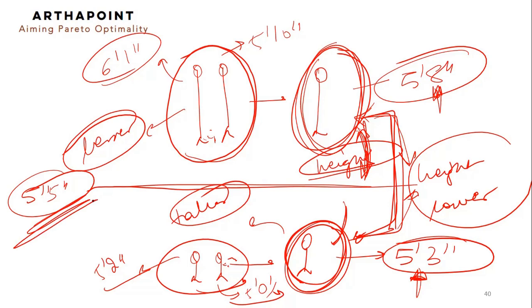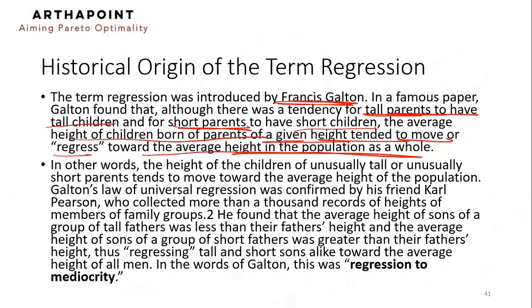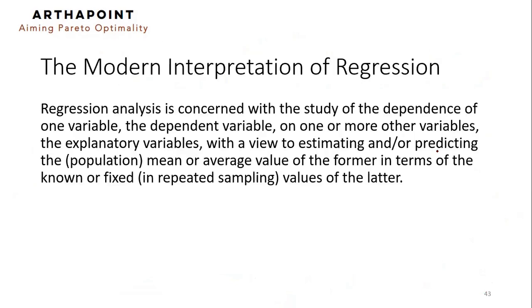When he wrote this paper, that is what and where we gave birth to econometrics. This word regress, and by regress we mean to move in a particular direction, actually came from his paper. So let's see a numerical example and how things happen in this scenario.